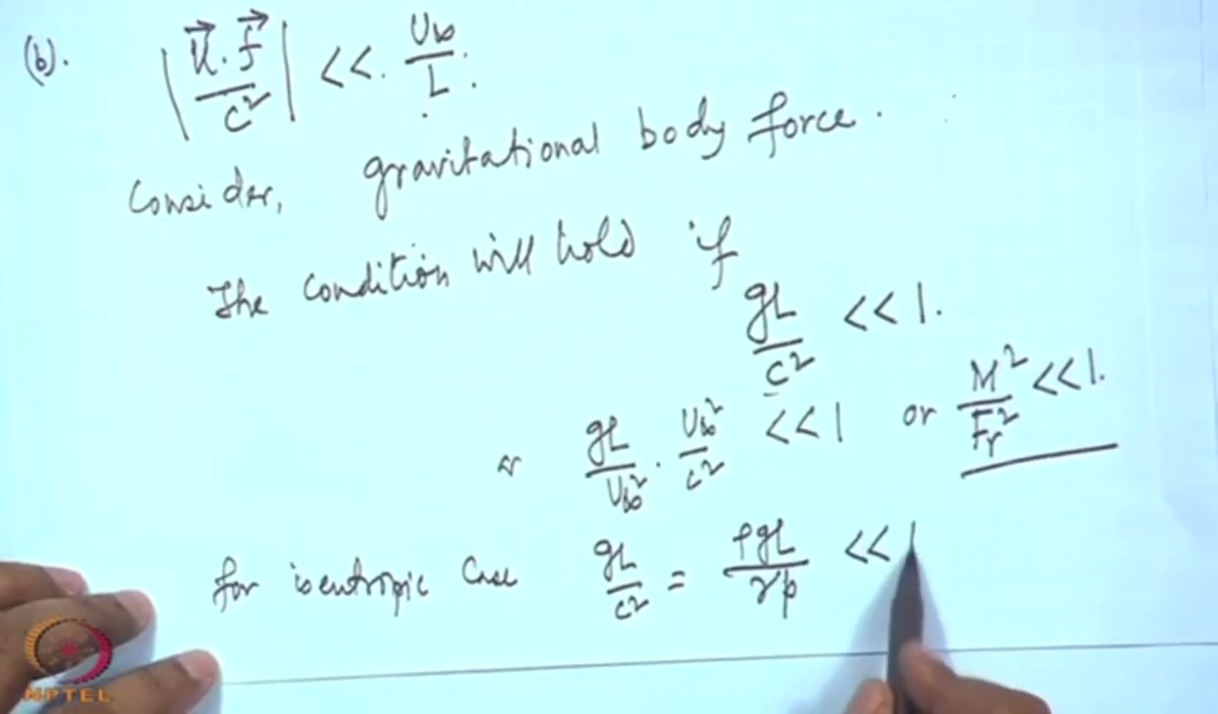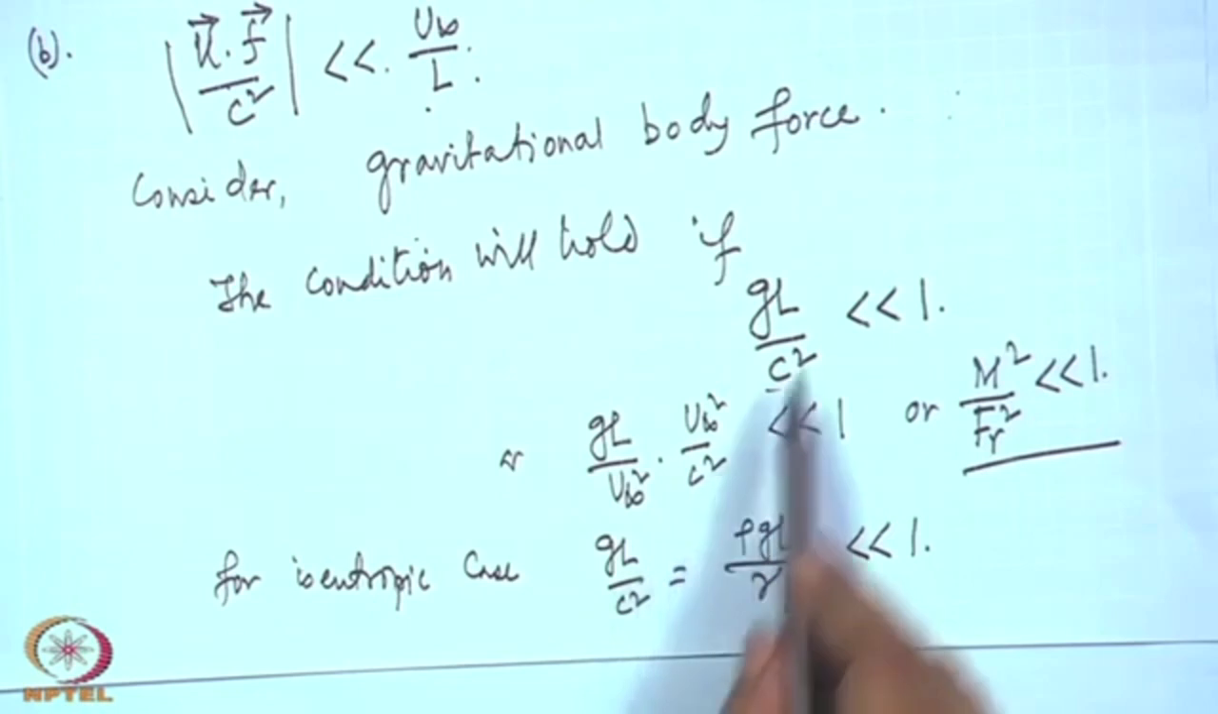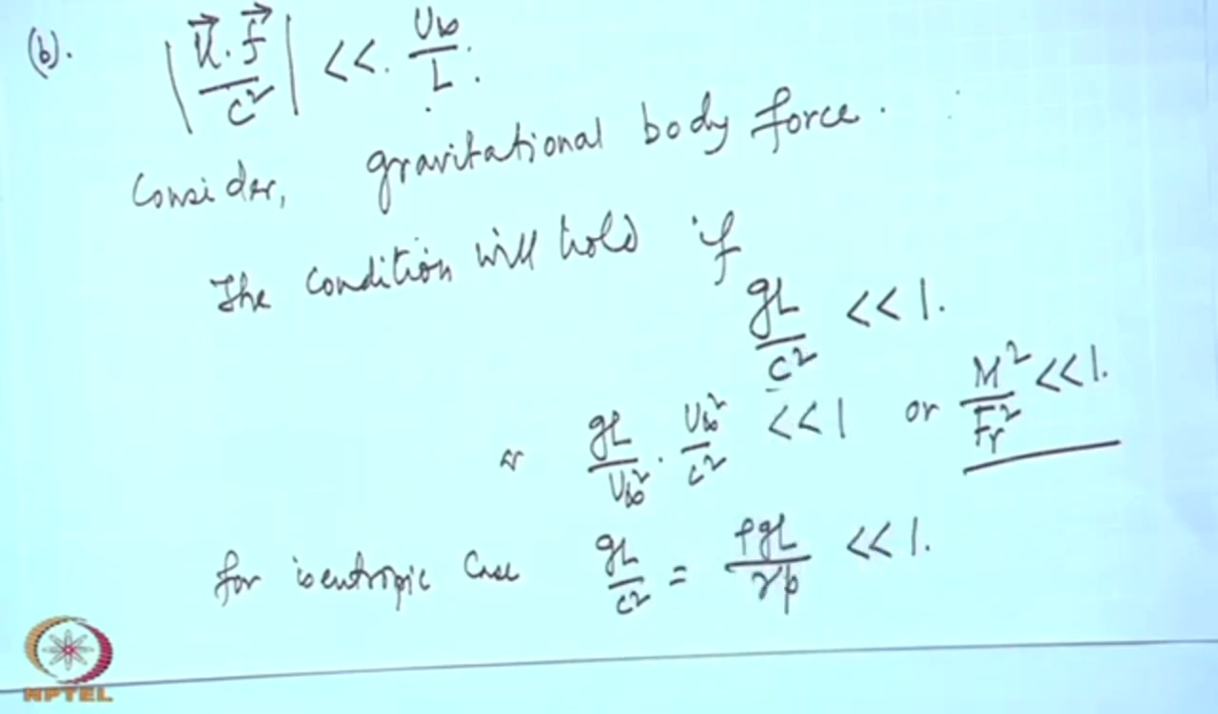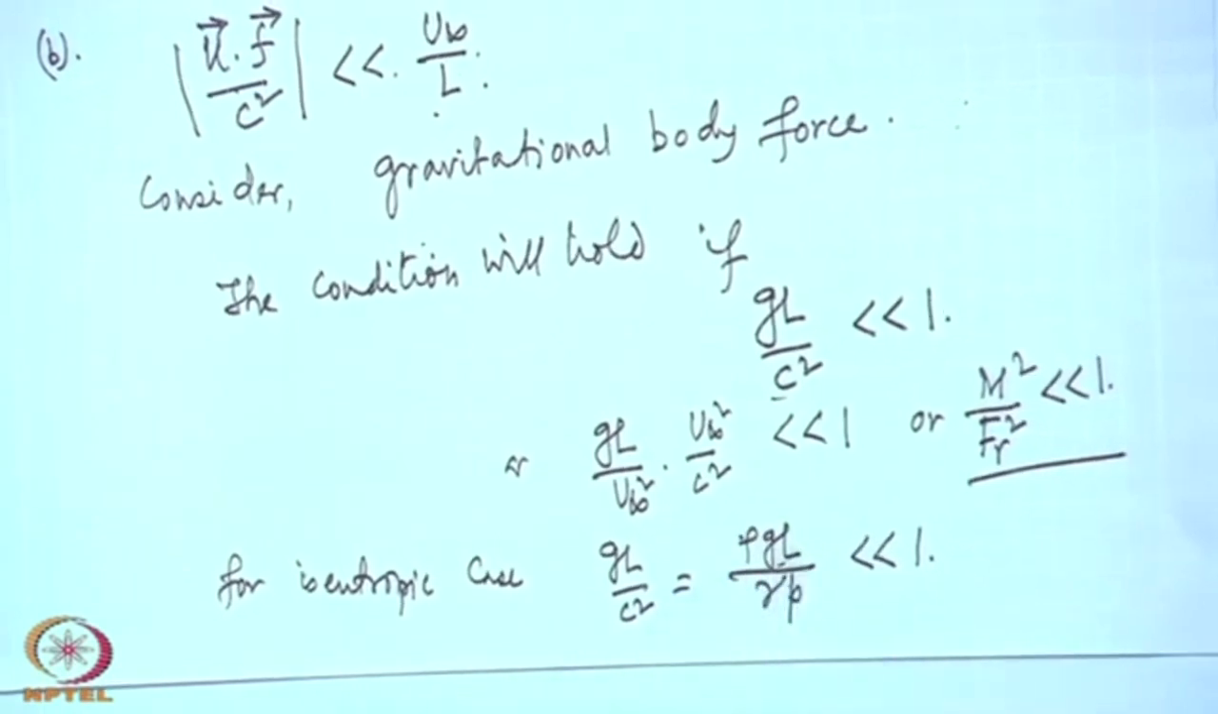And this has to be less than 1. Now, rho g l we know is the difference between the static pressure between two points with the distance of L. This distance is of course in the direction of g, the vertical direction. So, if the difference in altitude of two points is L, then this term actually represents the ratio of this hydrostatic pressure and this pressure.